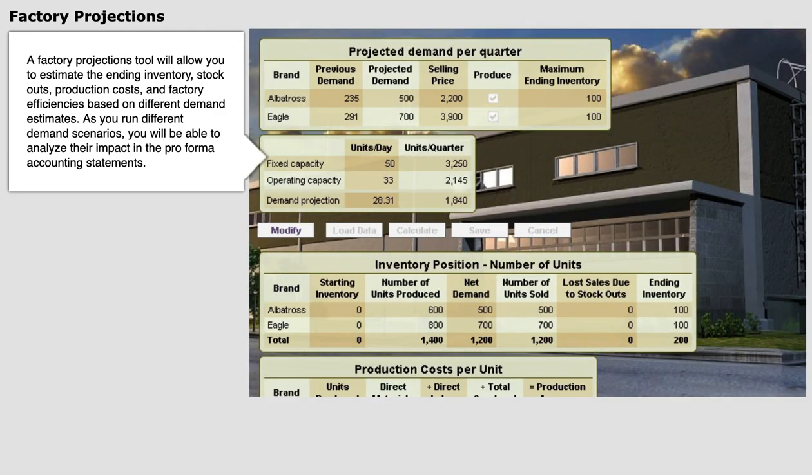A factory projections tool will allow you to estimate the ending inventory, stockouts, production costs, and factory efficiencies based on different demand estimates. As you run different demand scenarios, you will be able to analyze their impact in the pro forma accounting statements.